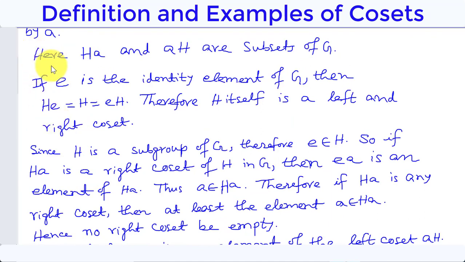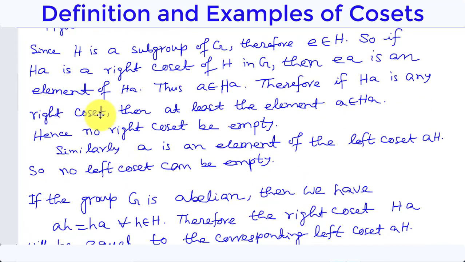Here Ha and aH are subsets of G. If e is the identity element of G, then He equals H equals eH, and therefore H itself is a left and right coset. Since H is a subgroup of G, therefore e will be an element of H.